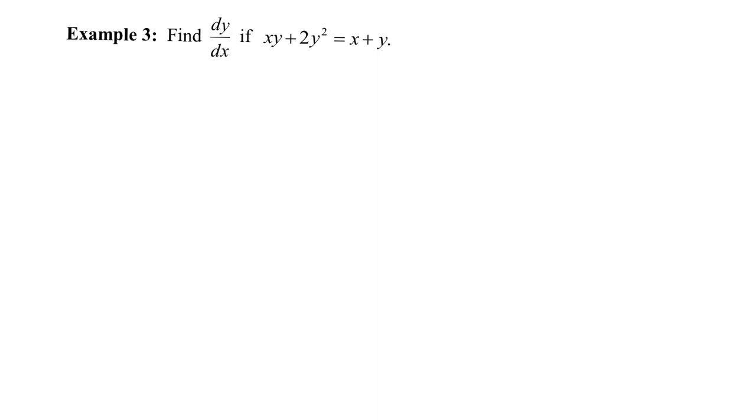So what you should do is try this one out, differentiate straight across with respect to x, then get all the y primes on one side of the equal sign, it doesn't matter which, and then factor out a y prime, and then divide to get y prime isolated. So try it out and then check back.